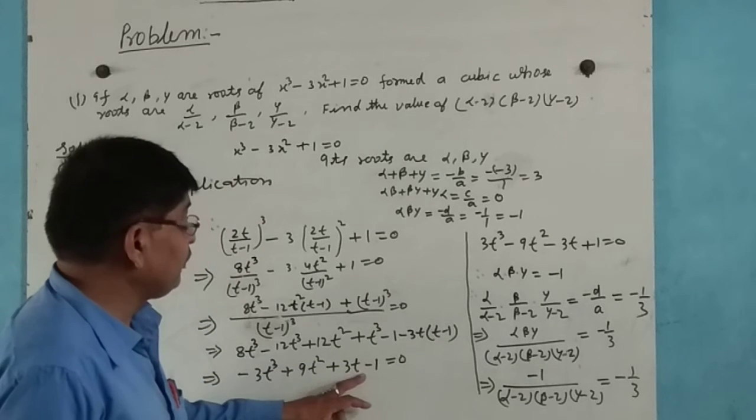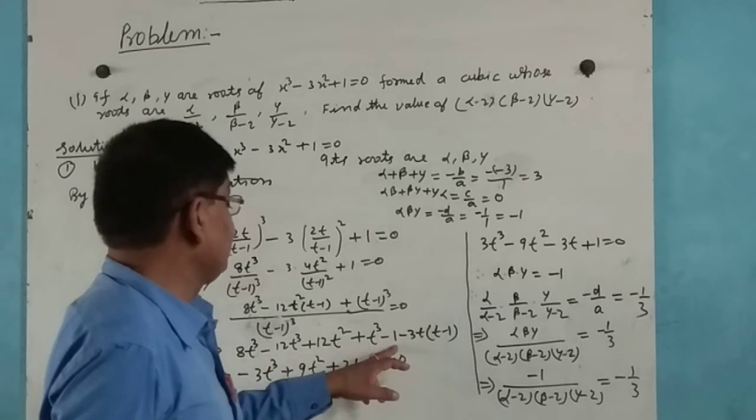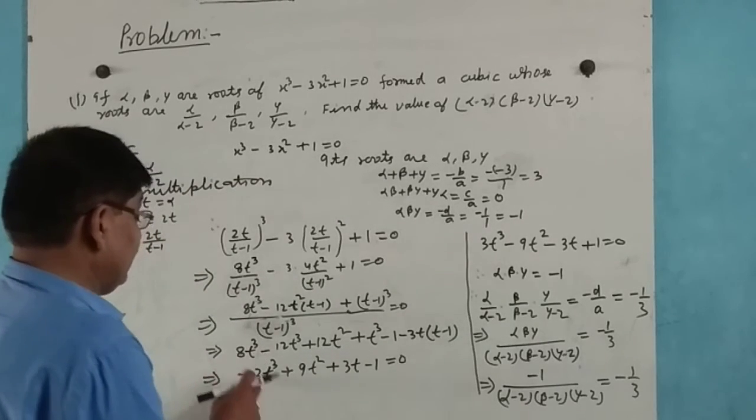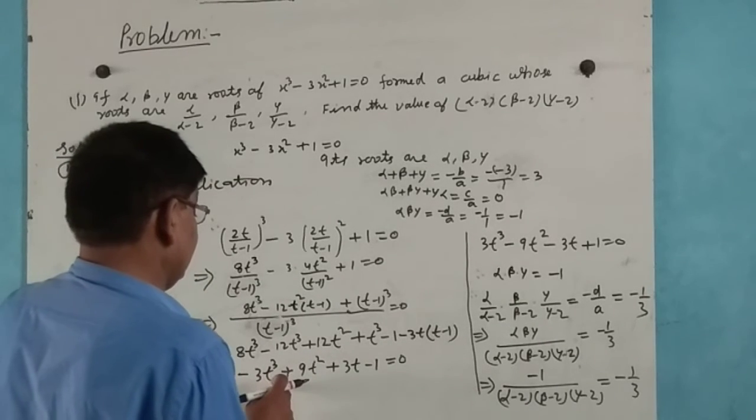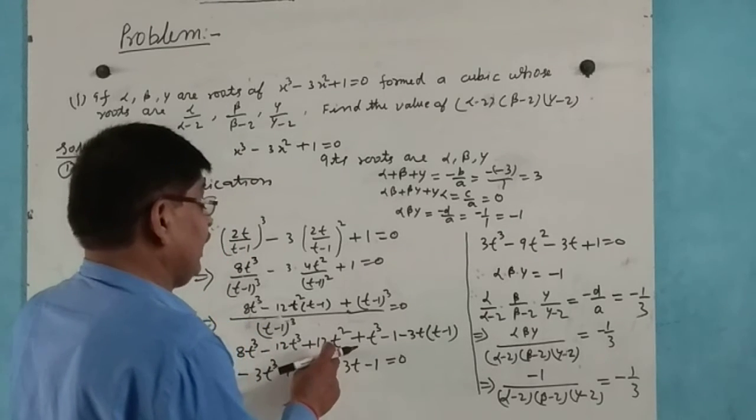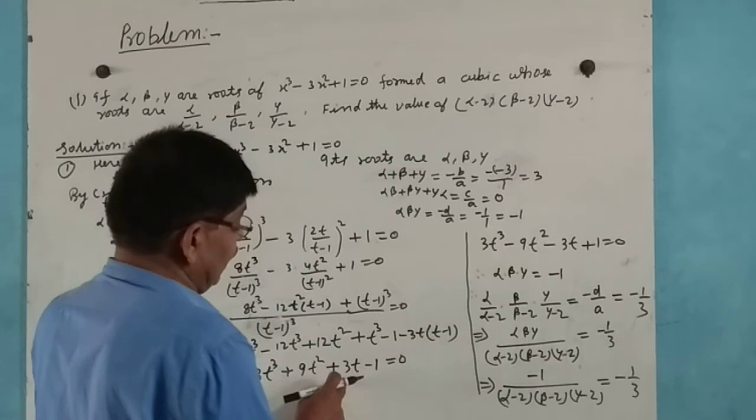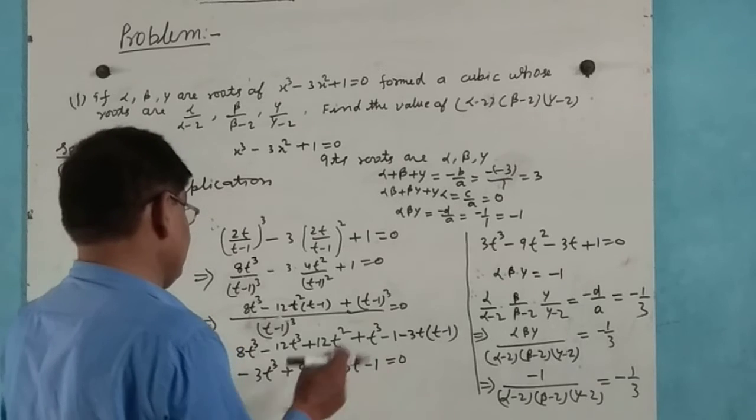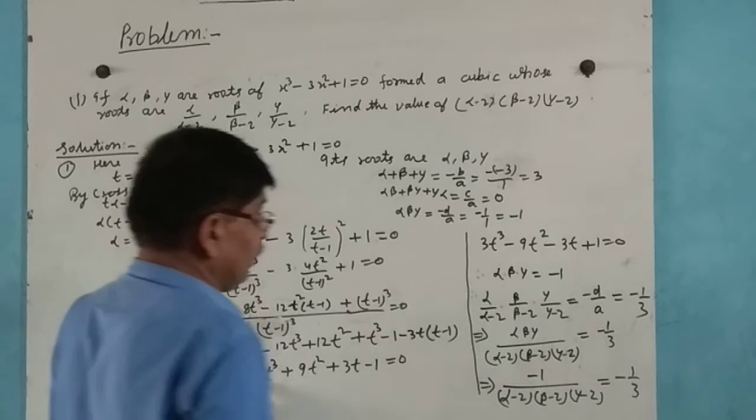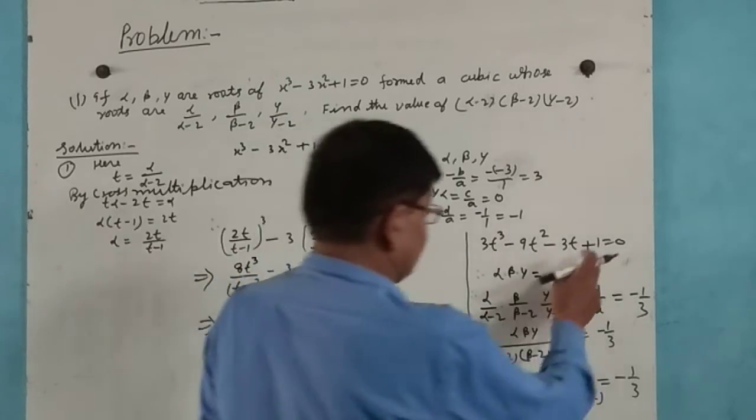Minus 3t cube and also 12t square and minus 3t square, that is plus 9t square plus 3t minus 1 equal to 0. Now, taking the negative sign, this becomes plus 3t cube minus 9t square minus 3t plus 1 equal to 0.